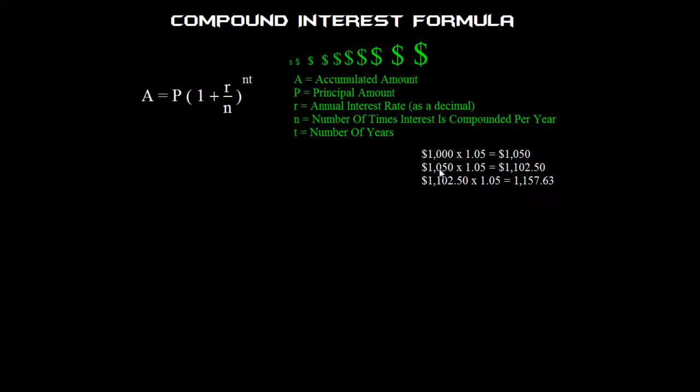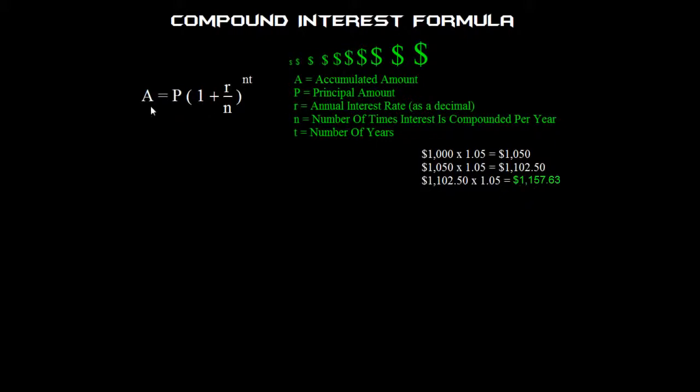For our second year, we take the principal plus the interest I gained, and then we apply that 5% rate of interest again. As you can see, my money's growing a lot faster than it would with simple interest. For our third year, we take our principal plus the interest we gained in the first year, then the interest we gained in our second year, and we again apply that 5% rate of interest, and here we end up with $1,157.63. So as you can see, money can grow very quickly if you have a good rate of interest.